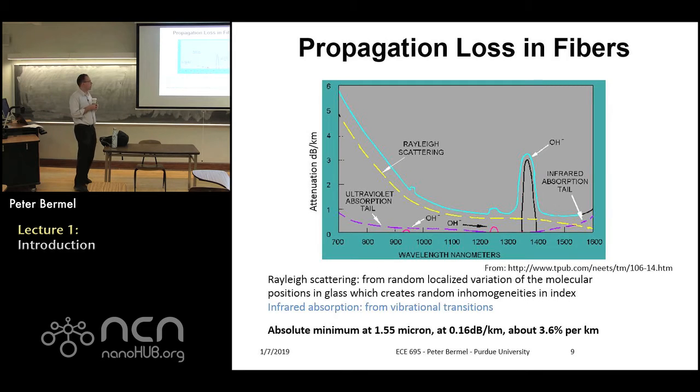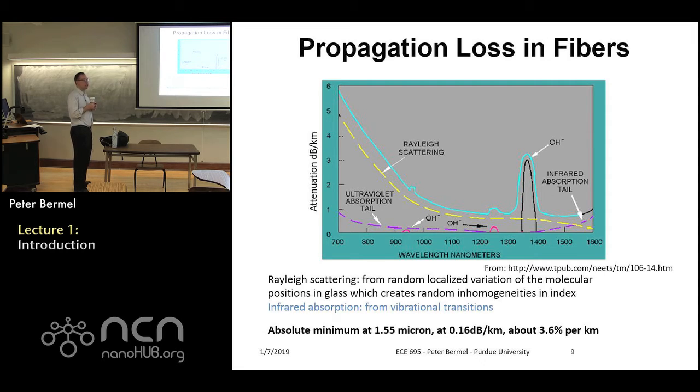As far as losses go, losses are a very key issue because that's what took it from an intellectual curiosity to something that's the backbone of a lot of what happens in the modern day world. There are some fundamental mechanisms that control these losses. I assume most of you are familiar with Rayleigh scattering. Anybody not familiar with that?